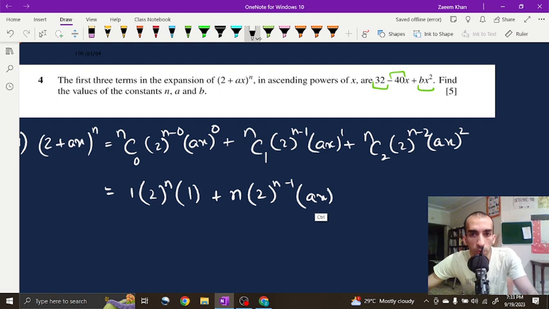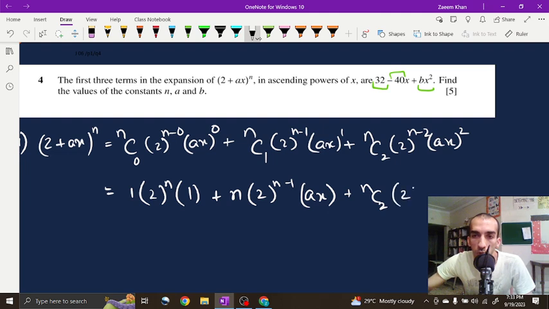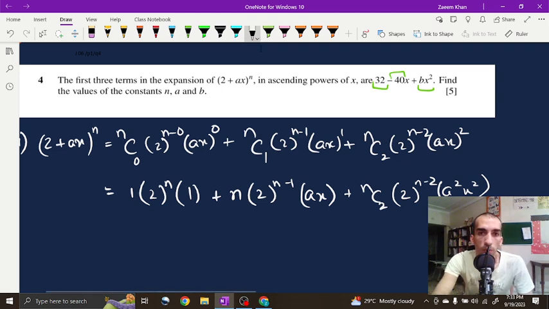What are we going to do? Think about it. What are we going to do with nC2? We leave it like this for now. Why would we leave it like this? Because we can't do anything further with it until we get the value from the previous part. Then you're going to plug it in? Yes. nC2 and 2 raised to the power n minus 2 and a square x square. What do we do now?